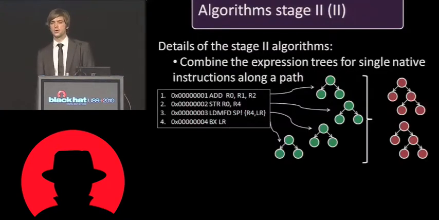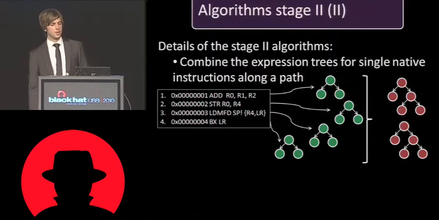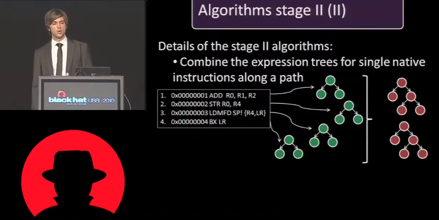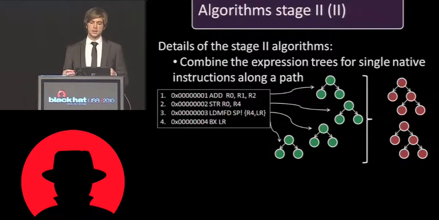To combine expression trees for single native instructions along a path, you can look at the example that I've just put on the slide. Here we have four very simple instructions, where the first instruction adds R1 and R2 into R0, and then R0 is stored in R4. Given that those two instructions are encountered after each other, we use the information stored as an expression tree for one single register, and as the registers' operands are always leaf nodes in the trees, we can combine them together because we know that this register has only been influenced by the instructions we just executed.